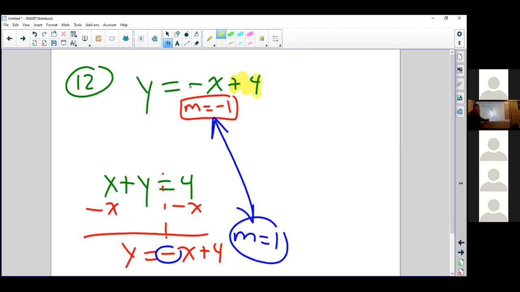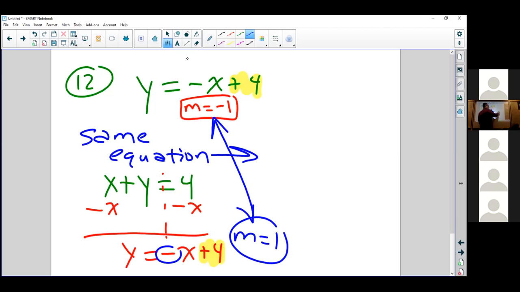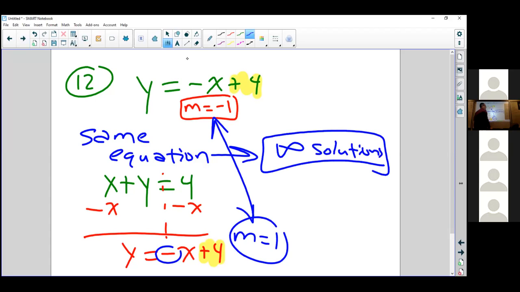Is this the same as this? Yes. So these are the same equations. If I graph them, they lie on top of each other. So this has infinite solutions. Okay?